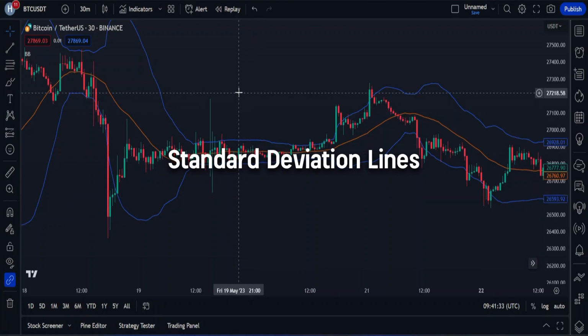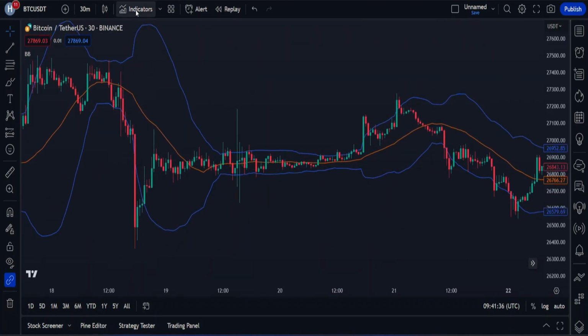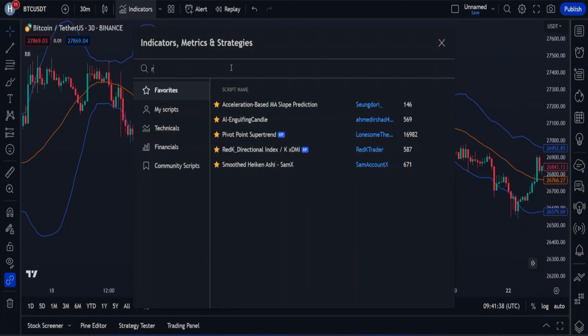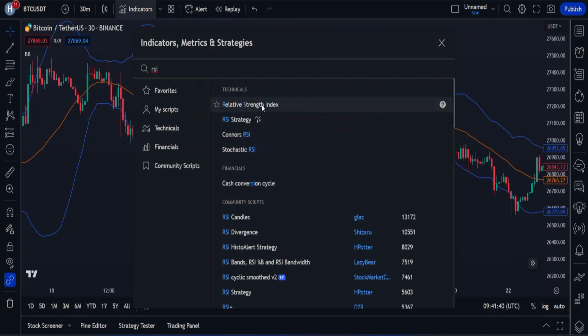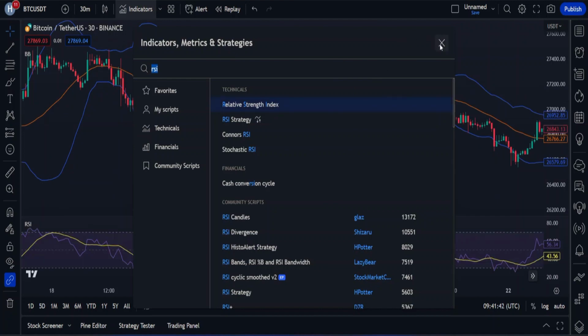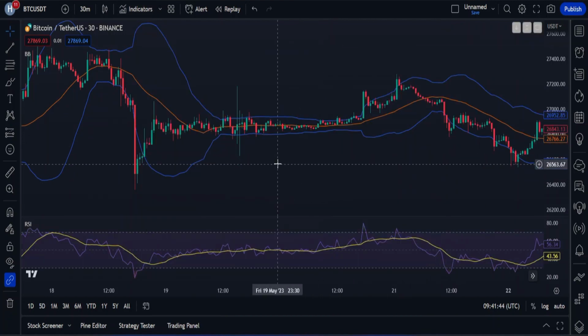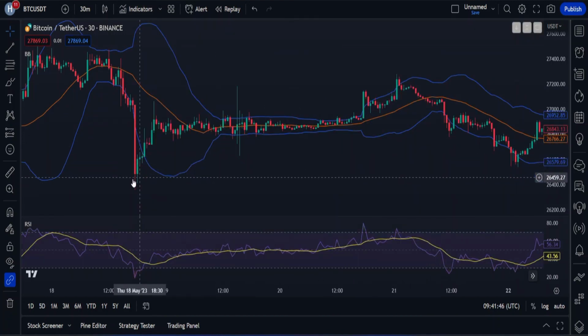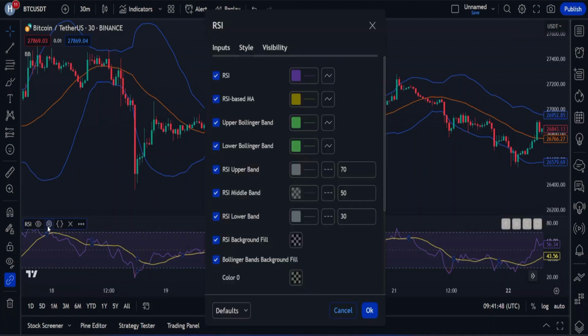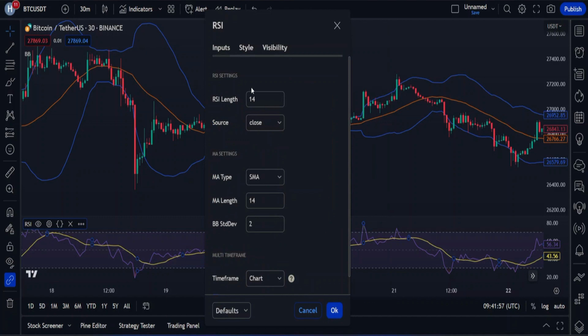With the Bollinger Bands now configured, we can proceed to add the RSI indicator to our analysis. To do so, we will return to the Indicators tab and type RSI in the search field and select the top option labeled Relative Strength Index. Upon incorporating RSI, minor adjustments to the settings are necessary. In the Styles section, set the upper band to 70 and the lower band to 30 to establish appropriate thresholds.